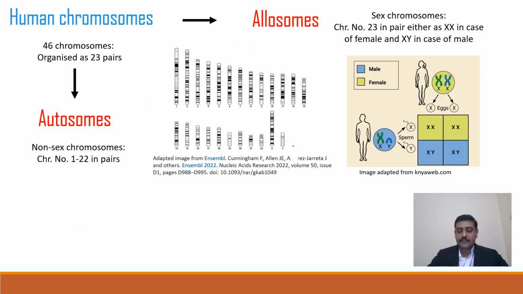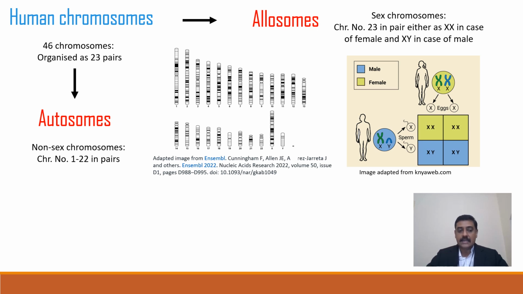Human chromosomes are fascinating. Every cell is said to contain 46 chromosomes, and these 46 chromosomes are organized as 23 pairs. Broadly, these 46 chromosomes can be divided into two categories, either the autosomes or the allosomes. Autosomes represent the non-sex chromosomes. As you can see in the ideogram shown here, you can observe the G banding pattern represented for all the 23 pairs of chromosomes.